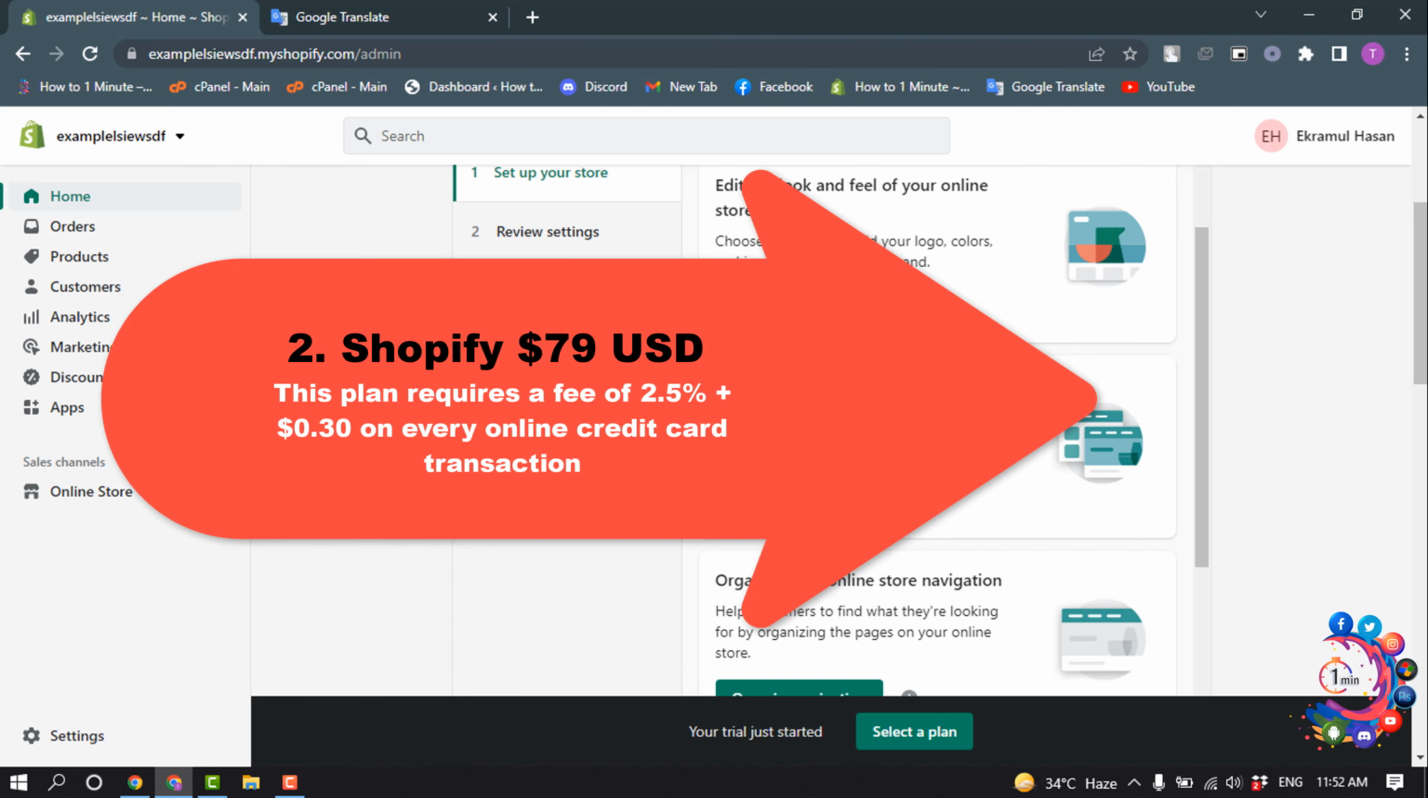And if you select the Shopify plan for $79, this plan requires a fee of 2.5% plus 30 cents on every online credit card transaction.